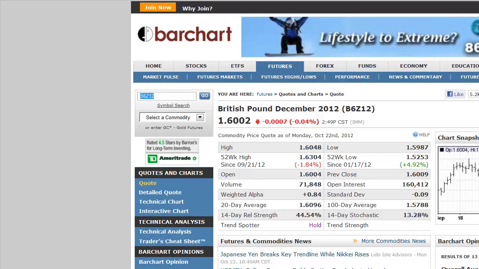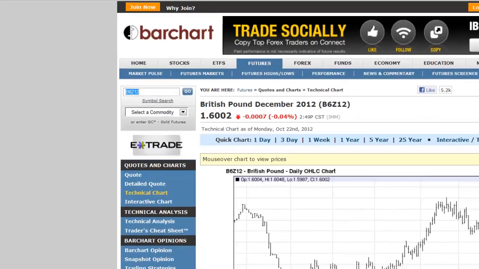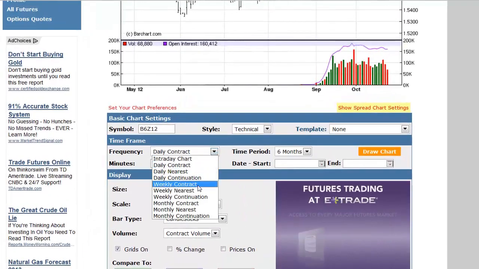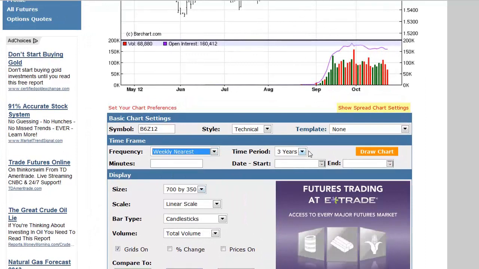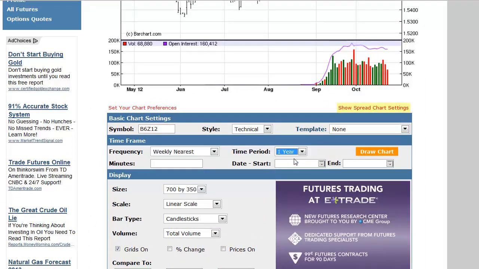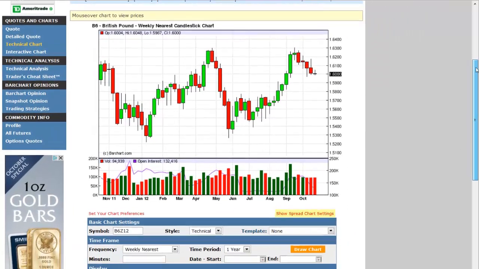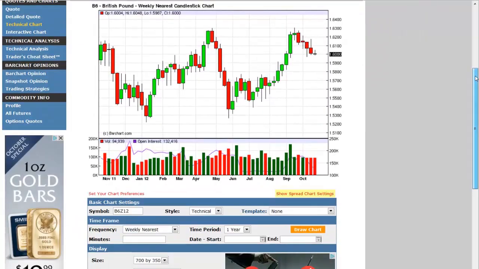and click on your customize chart tab, and we're going to do the same thing we did with the dollar. We're going to make sure we are on candlesticks. We're going to look at weekly nearest. We're going to scroll to a 1-year chart, making sure total volume is clicked, and we're going to draw the chart. Okay, now we have a weekly chart on the British pound.